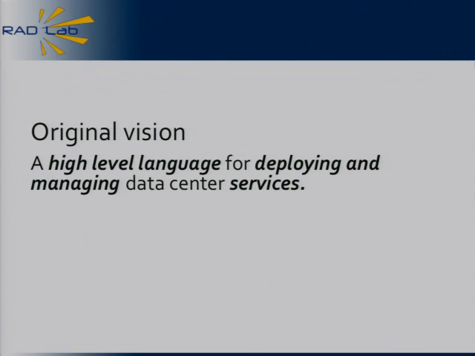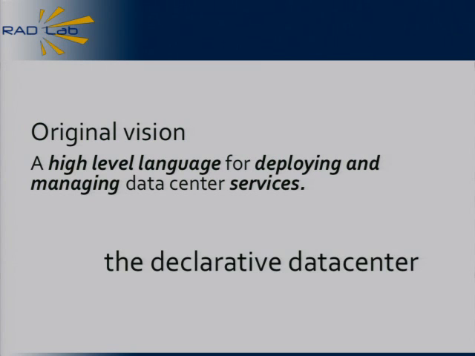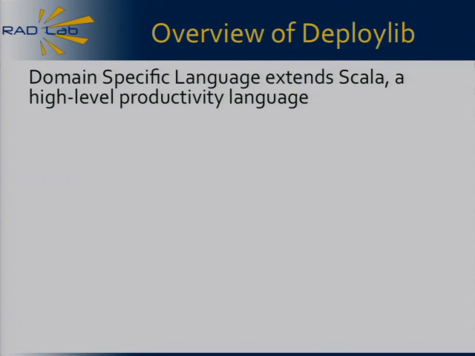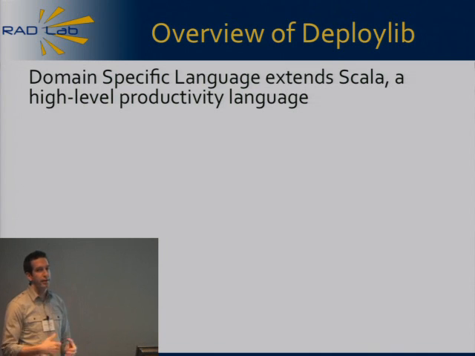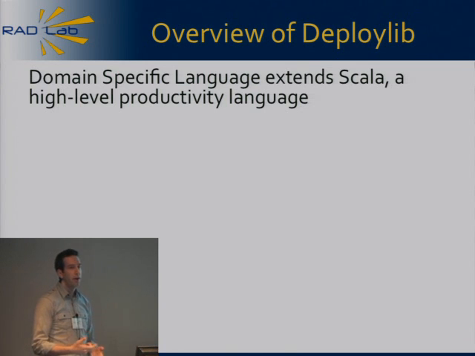So to address this situation, we propose that the data center should have a high-level language for deploying and managing services. To fulfill that declarative data center vision, we built Deploylib, which is a DSL that extends Scala. So we're taking advantage of all of the features of Scala. Scala is a high-level productivity language that compiles down into Java bytecode and runs on the JVM.